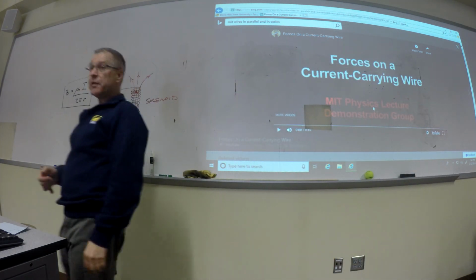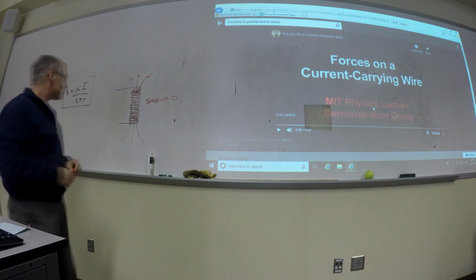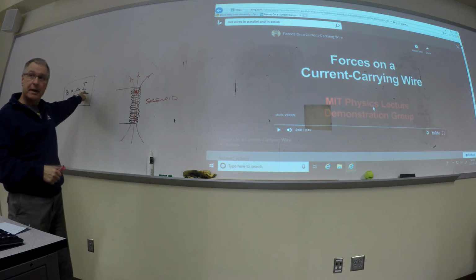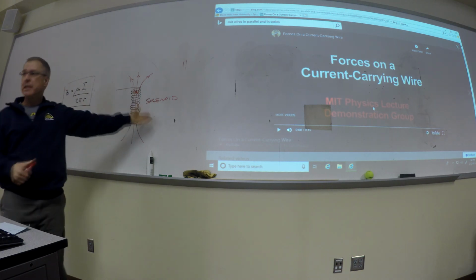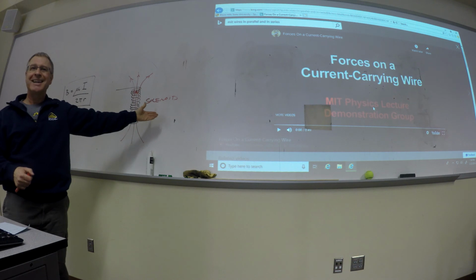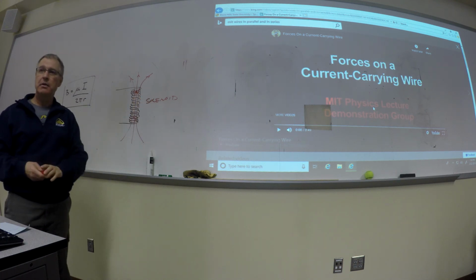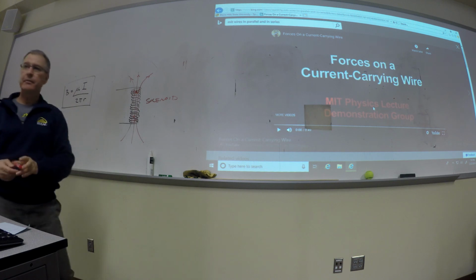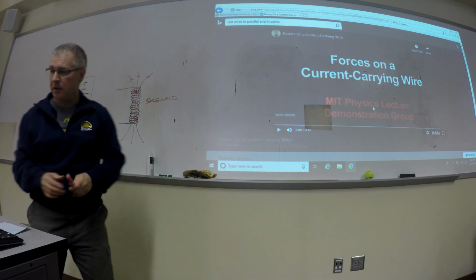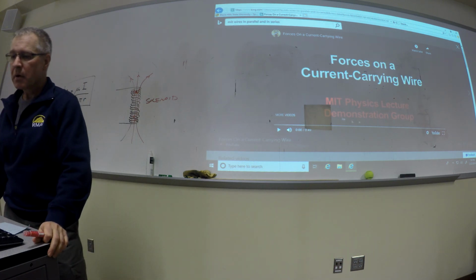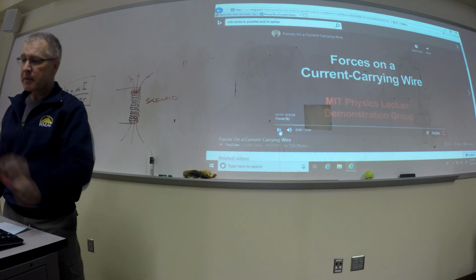What if I want a stronger field? Turn my current up. That field's going to be related to how much current I send through there. Basically, what we just made is an electromagnet. And the advantage of electromagnets is you can control that magnetic field. I can turn it off, turn it on, make it stronger, make it weaker, just by the current that I send through there. All right, here's that quick little demo where they show the 2 wires.